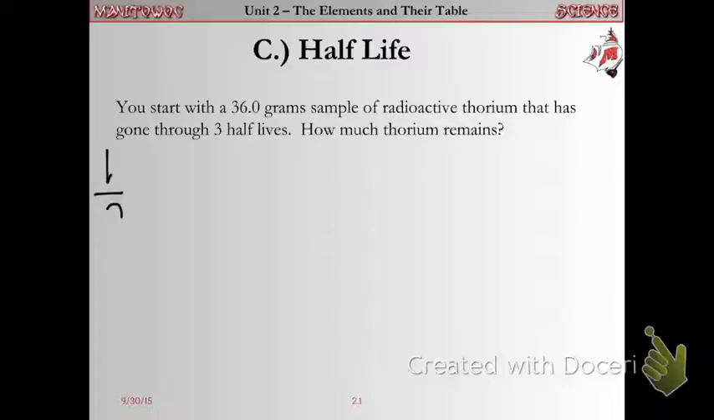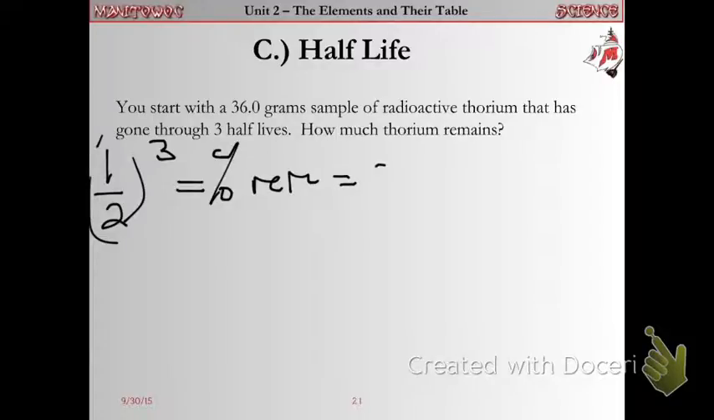So let's say, okay, 1/2, we said that's going to be raised to the nth power, so in this case that's 3, and that's going to equal the percent remaining. So 1/2 raised to the 3rd power is going to be 0.125. Now notice that's 12.5%, just written as an abundance right here.